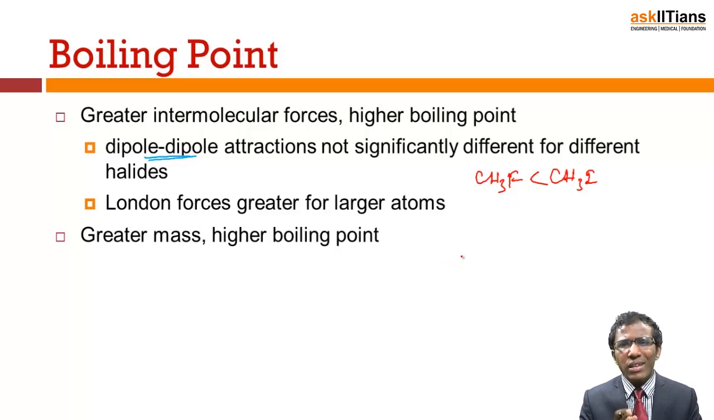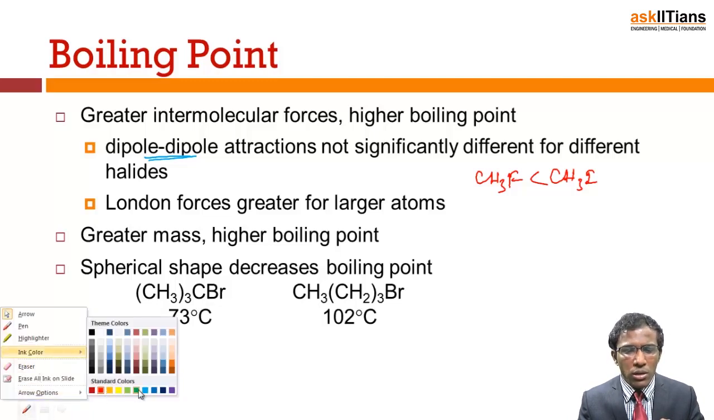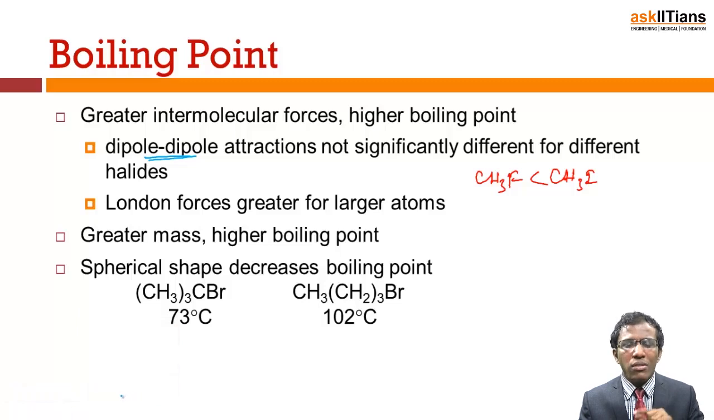But in case they have the same molecular weight, then the surface area has to be taken into account. That is the case of isomers. In this case, both have the same molecular formula, but they have different boiling points. Their molecular weight is the same, but still they have different boiling points only because of the difference in their surface areas. If more is the surface area, more are the interactions and higher is the boiling point.